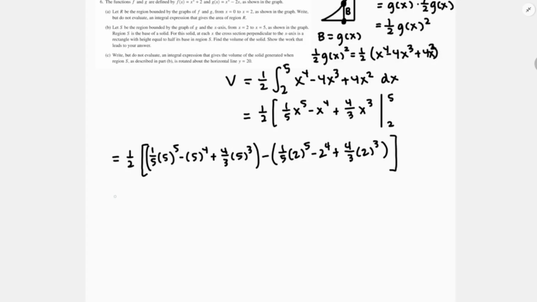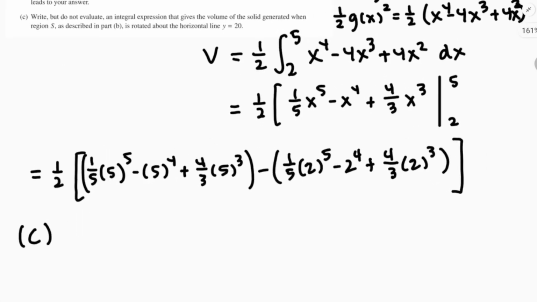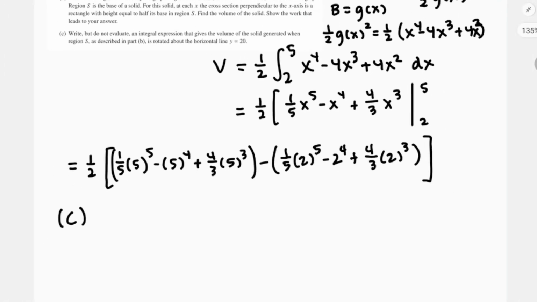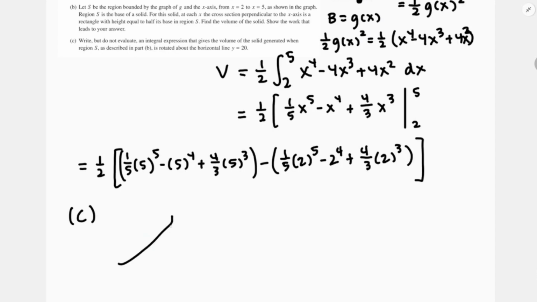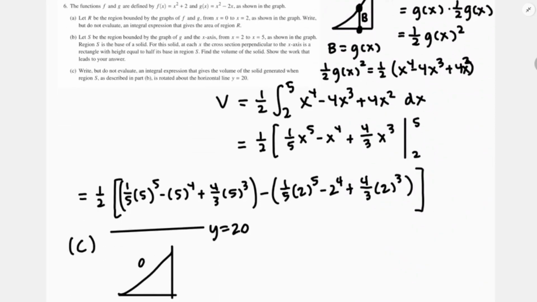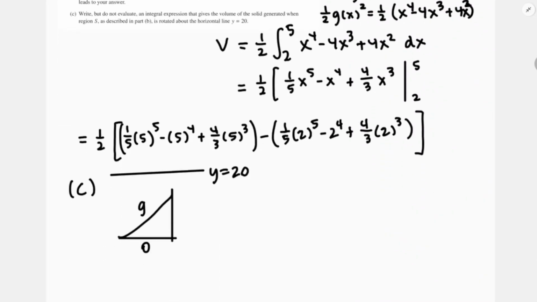Part C is going to be telling me to write and not evaluate an integral expression that gives the volume of the solid generated when S is rotated around y equals 20. All right. Very rough sketch of S, very rough sketch of y equals 20. Okay, S was bounded by g of x and 0 from 2 to 5. Y equals g of x and y equals 0.